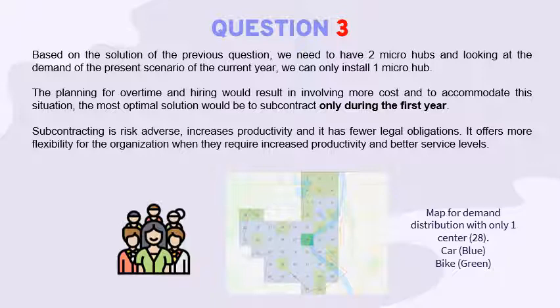In this case, we show the map for the demand with only one distribution center, which will be changed to the zone 28. And then once we're able to build up a new distribution center, we'll change to the same solution as we had in question two. But only during the first year, we'll be proceeding with this map where the car zones will be distributed in blue, and then the bikes will be distributed in green as shown in the map below.